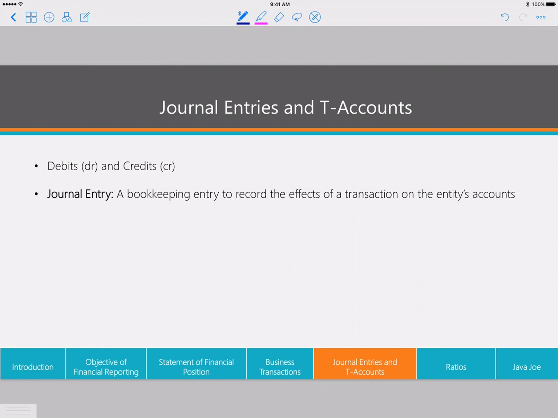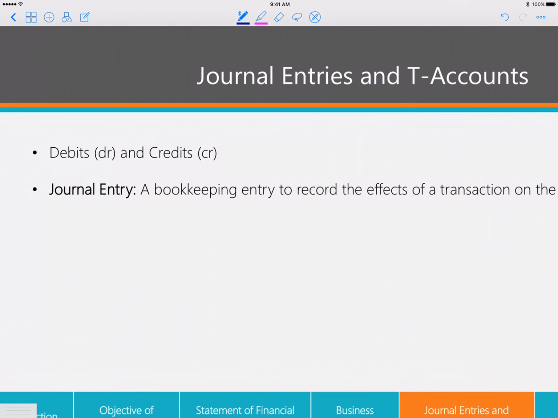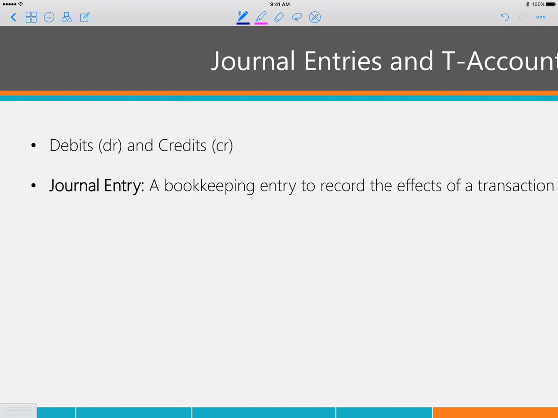So let's start off. We're going to just do some basic entries. So let's say we have a T account for cash, and we have one for contributed capital. Now, cash is an asset account, and contributed capital is a shareholders' equity account. So if you recall, assets increase on a debit, on the left side, and decrease on a credit. Contributed capital increases on a credit, the right side, and decreases on a debit, the left side.